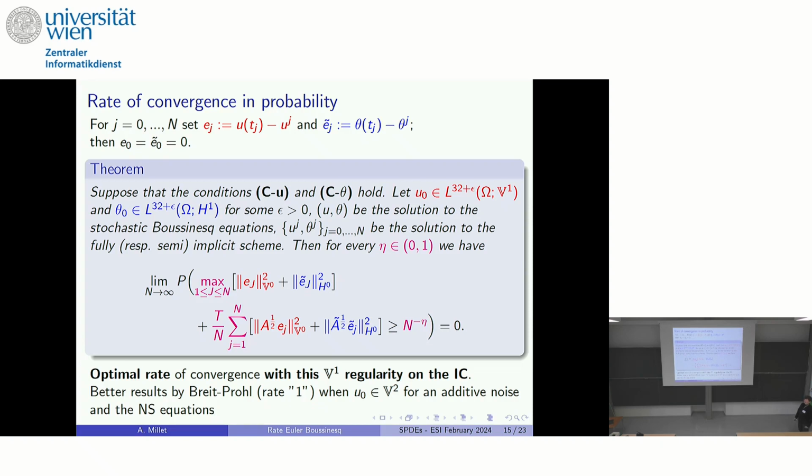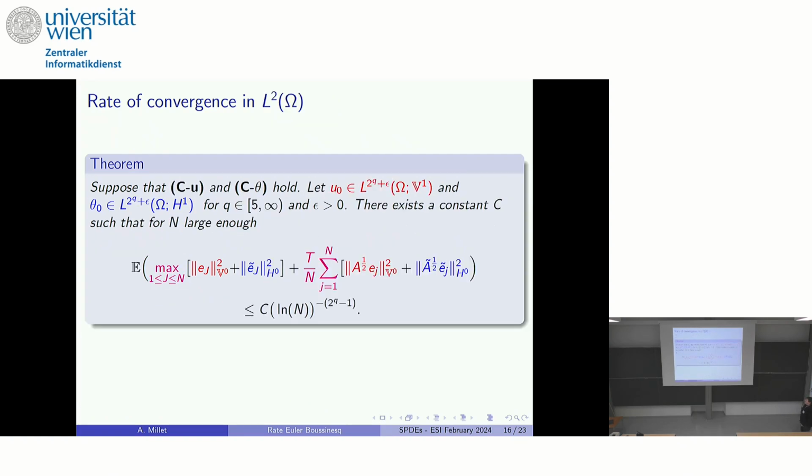Now, I would like to see what's going on for the L2, for the strong rate of convergence, and then it's not as good. So, for the rate of convergence in L2(Ω), you just take any n to the q, but q is larger than or equal to 5, so 32 is good enough. Then you will get exactly the same quantity as before, except that this time you want to look at the expected value of this guy. And you hope that it's going to go to 0 in a polynomial way. But unfortunately, with a purely multiplicative noise, we are only able to prove that it goes to 0 as inverse of logarithm to some exponent.